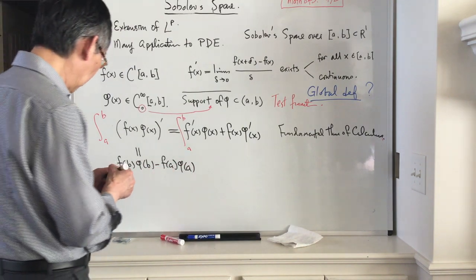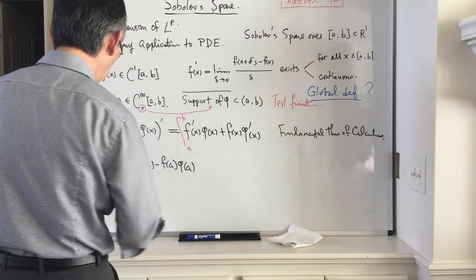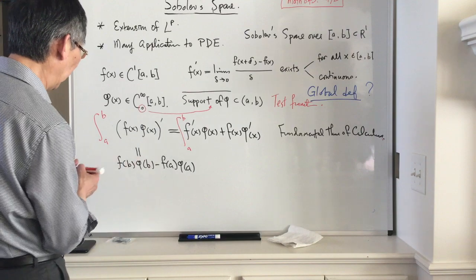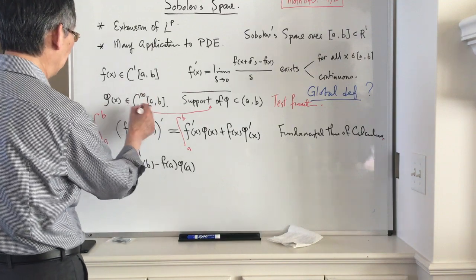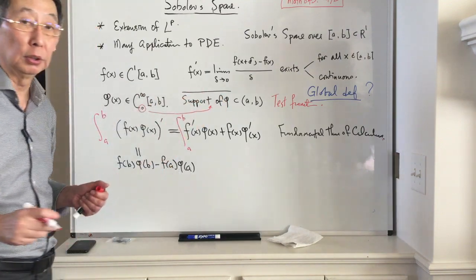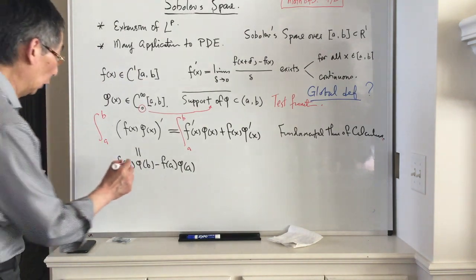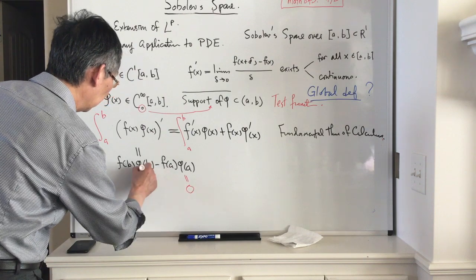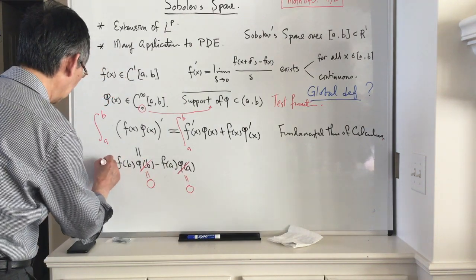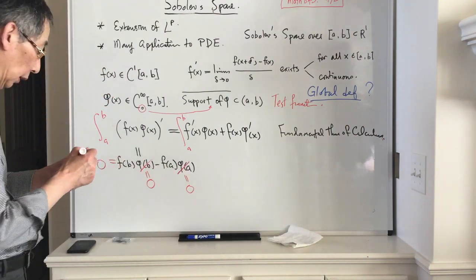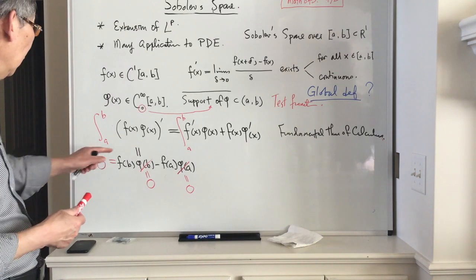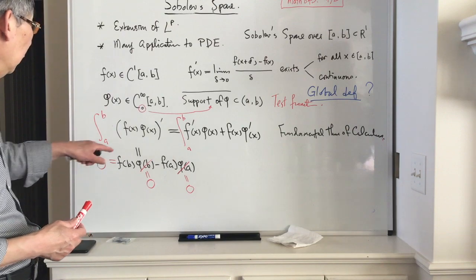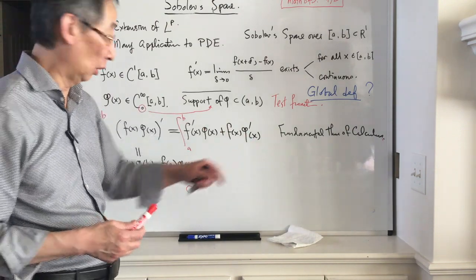Now this left side must equal 0 because I don't know what the values of f(b) and f(a) are, but I do know that φ is compactly supported. So this function vanishes at the endpoints. This means φ(b) equals 0 and φ(a) equals 0. Therefore, no matter what the values of f at a and b are, this integration on the left side equals 0. So this means the integration on the right side is also equal to 0.